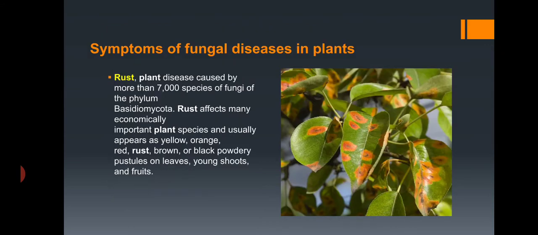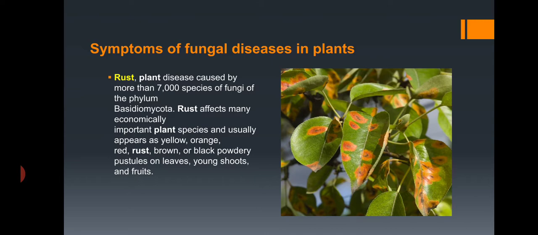Then the next symptom is rust. Actually we studied in Puccinia, red rust and black rust, and these rusty patches are also a fungal symptom. Rust is a plant disease caused by more than 7,000 species of fungi of phylum Basidiomycota. Rust affects many economically important plant species and usually appears as yellow, orange, red, brown, then black powdery pustules.